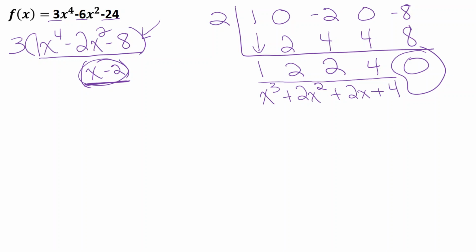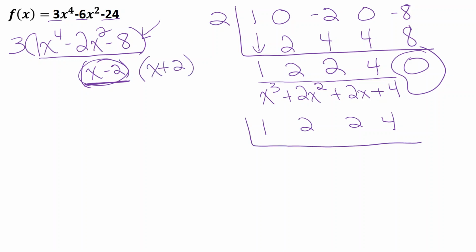Okay, so I'm still not really sure what another factor is going to be. So I'm going to go ahead and do some more synthetic division again. I've got 1, 2, 2, and 4. And this time I want to look and see if x plus 2 is a factor. So this time I'm going to divide by negative 2. So I'm going to go ahead and bring my 1 straight down. Negative 2 times 1 is negative 2. That's 0.